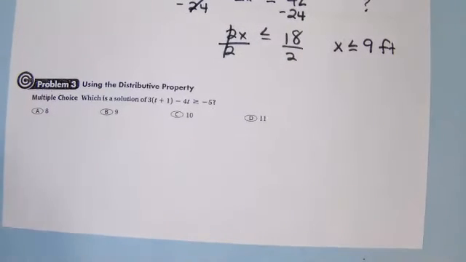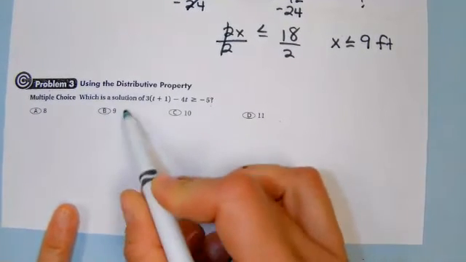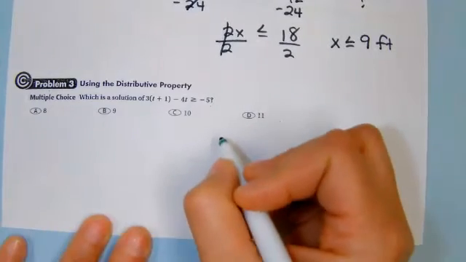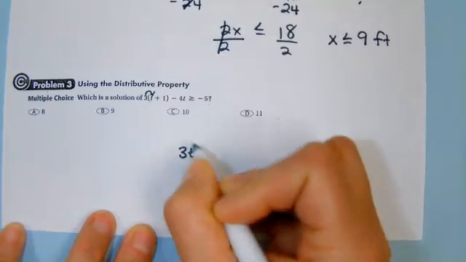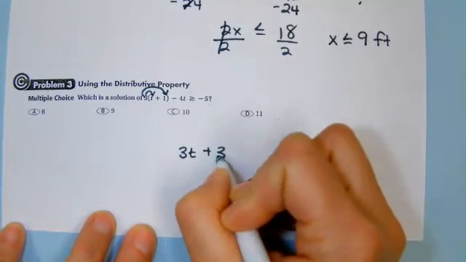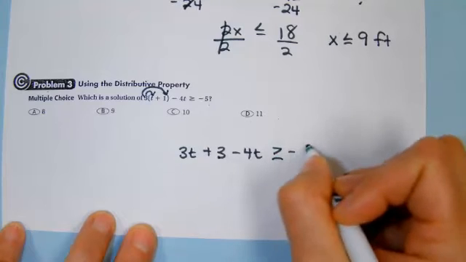All right, problem 3 is a multiple choice situation. You might see this on the SAT. What we have here is some parentheses. So again, just like an equation, we want to distribute. So if we distribute that 3 to the t, we get 3t. And we distribute the 3 to the positive 1, so we say plus 3 here. Minus 4t is greater than or equal to negative 5.